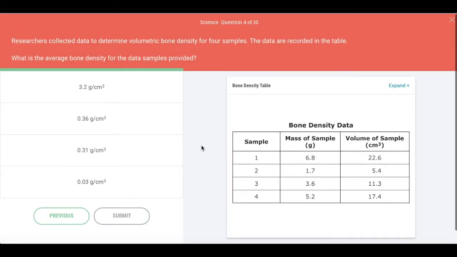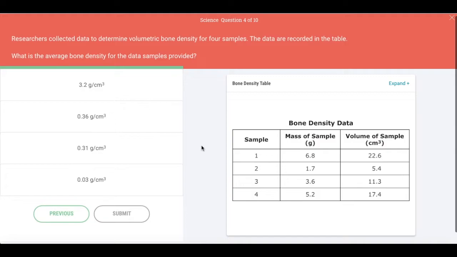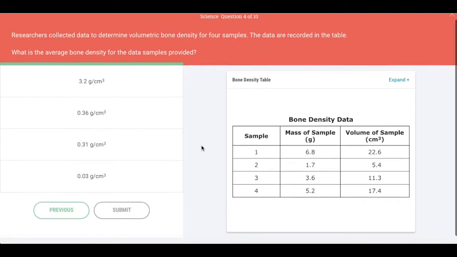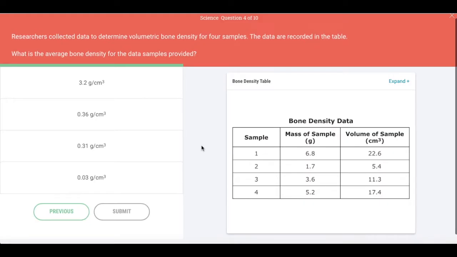Now we come to question 4, which says that researchers collected data to determine volumetric bone density for 4 samples. The data are recorded in the table. What is the average bone density for the samples provided? So you can go ahead and pause the video, try to figure out the average bone density for the data samples provided, and then we'll go over how to do this.